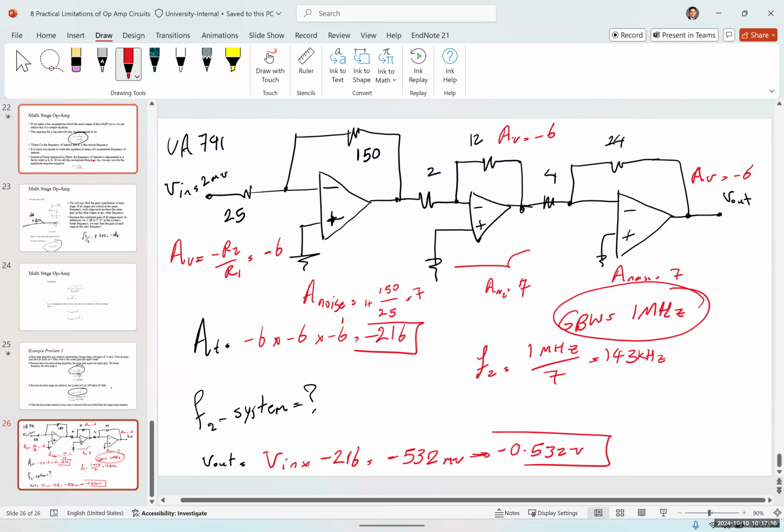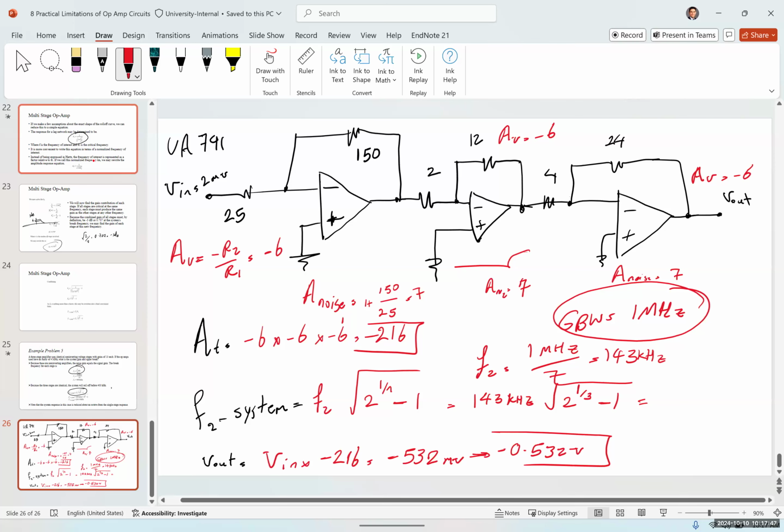What about the F2 of the system? Using the equation, it's going to be equal to F2 of each stage times square root of 2 to the power of 1 over n, minus 1. F2 is 143 kilohertz times square root of 2 to the power of 1 over, we have 3 stages, minus 1. So what would this be equal to?